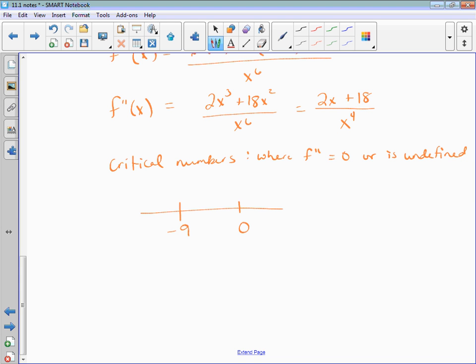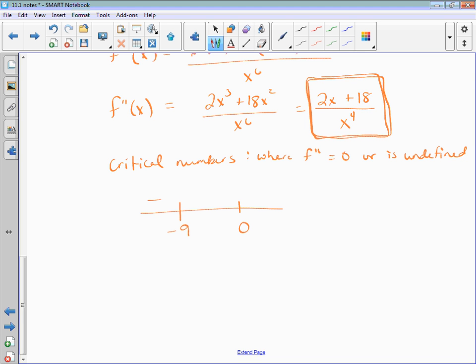Okay, so do your number line test. We've got some multiplicity here, so what's happening left of negative 9? First, where do we plug it in to test? The second derivative. The left is negative. Left of negative 9 would be negative, yes. Then what happens?